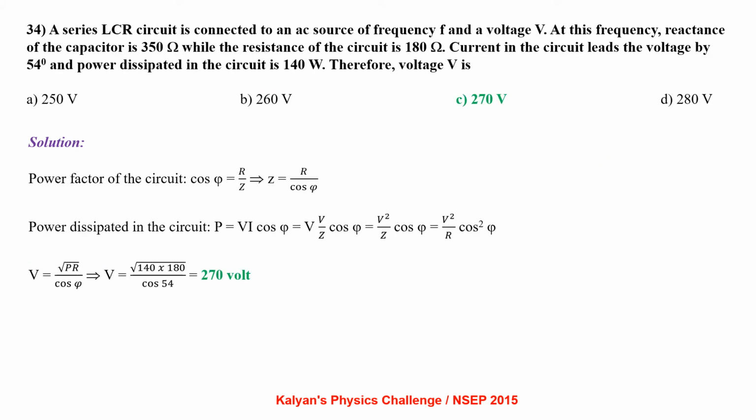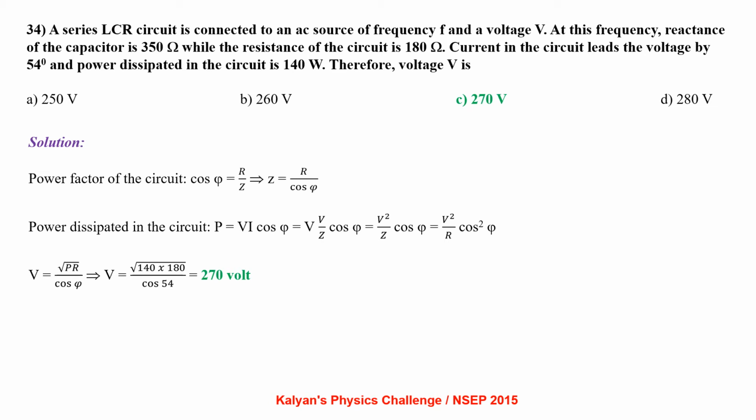A series LCR circuit is connected to an AC source of frequency F and voltage V. At this frequency, reactance of the capacitor is 350 ohm while the resistance of the circuit is 180 ohm. Current in the circuit leads the voltage by 54 degree and power dissipated in the circuit is 140 watt. Therefore, voltage V is? Power factor of the circuit cos phi equals R by Z. So Z equals R by cos phi.